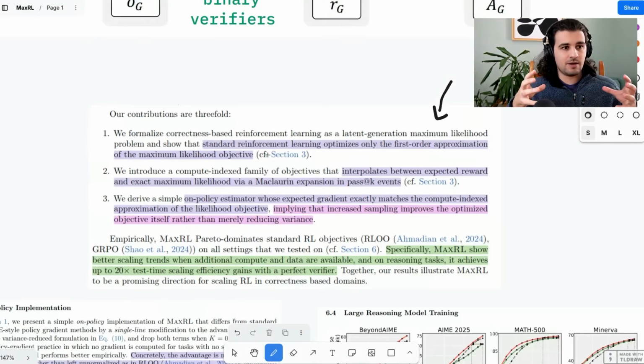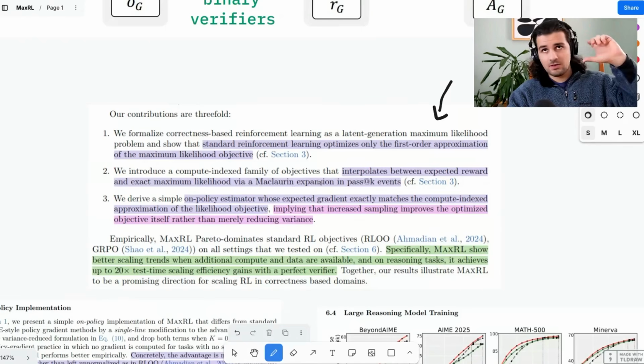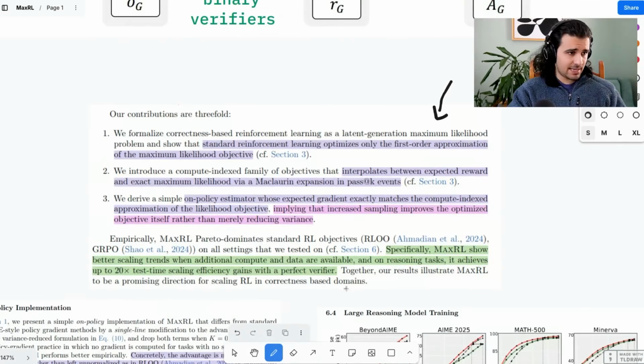And MaxRL, what they're saying is that it is actually looking at the pass at K. They have this Maclaurin expansion of the log P thing that they're doing, which shows clearly the pass at K element. And then the last thing, an on-policy estimator whose expected gradient exactly matches the compute-based objective.